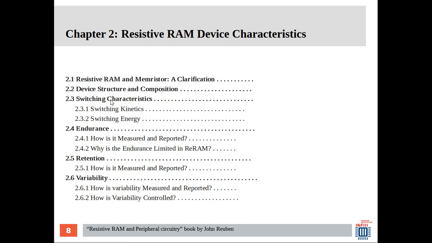So I start with the structure, composition, the switching kinetics, which is how fast the device switches, and the switching energy. That is very important because switching energy forms a fundamental aspect. If to switch a single memory device you take a lot of energy, then your whole memory array is going to take a lot of energy, and so it's not going to be a very energy efficient memory array. And endurance, retention, and variability: how is it measured, how is it reported?